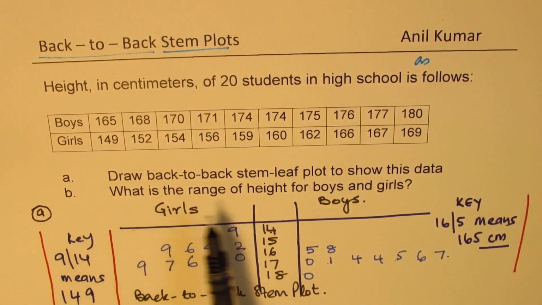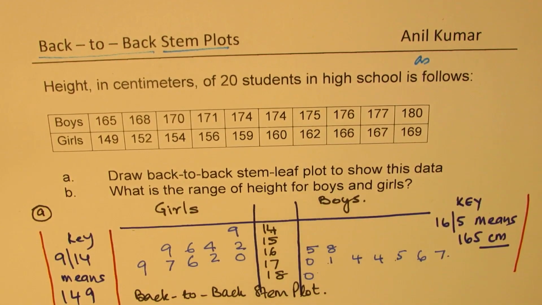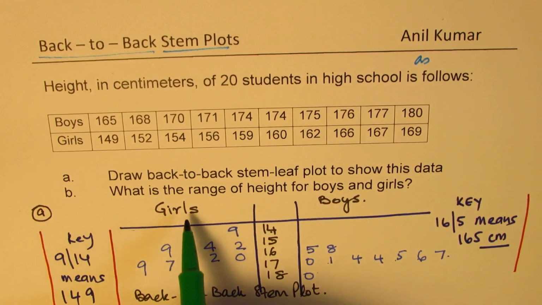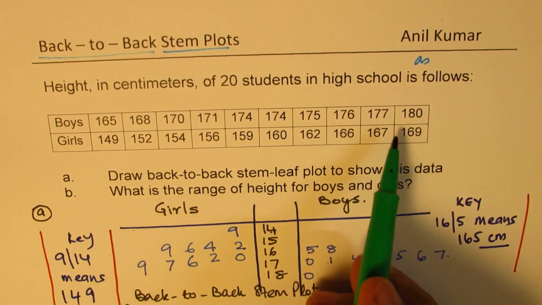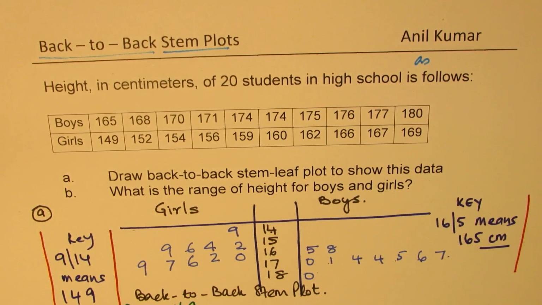Now B is, what is the range of height of boys and girls? So range, as you know, is highest minus minimum value. So let's write down the range for girls. So the range here is the maximum 169 minus 149, correct? So which is 20. As far as boys are concerned, the range is what?